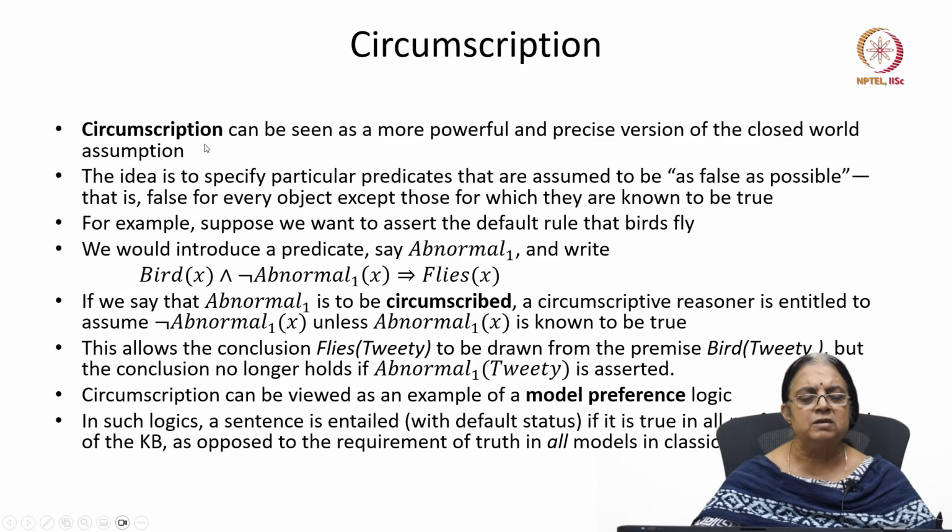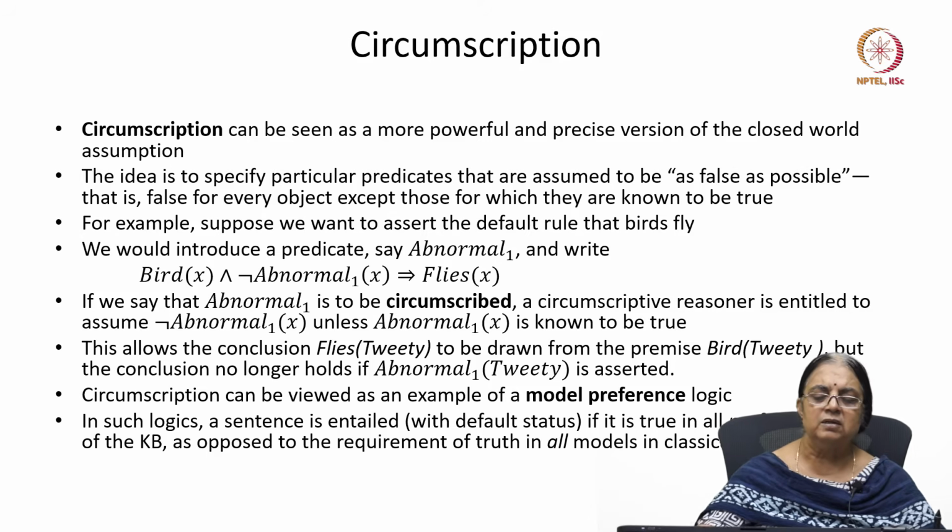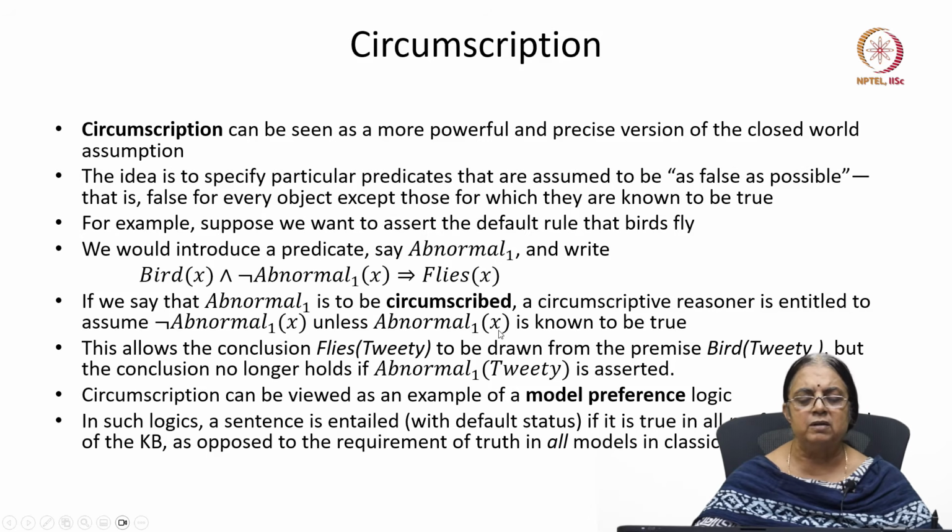So when you take circumscription, you use a predicate called abnormal 1, right? So when we say bird X, we can say bird X implies flies X, right? But we know that there are some birds which can't fly. Okay, so you say bird X and if it is not abnormal X, then flies X, right? So we say that abnormal 1 is to be circumscribed. Okay. So unless you know that abnormal 1 of X is true, you take it to be false and therefore the bird can fly.